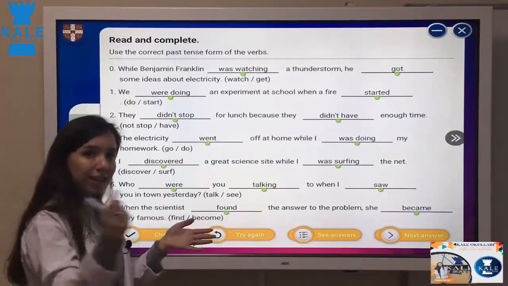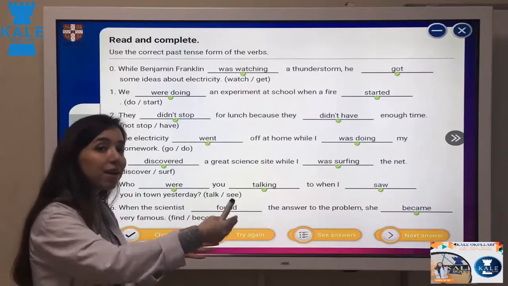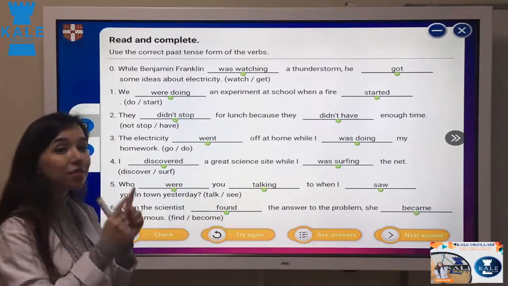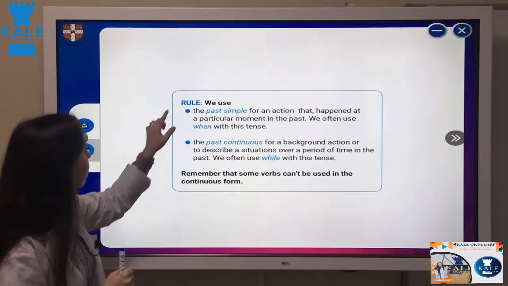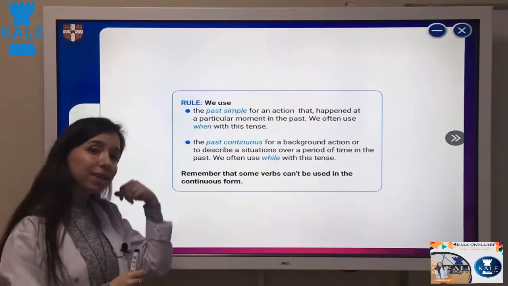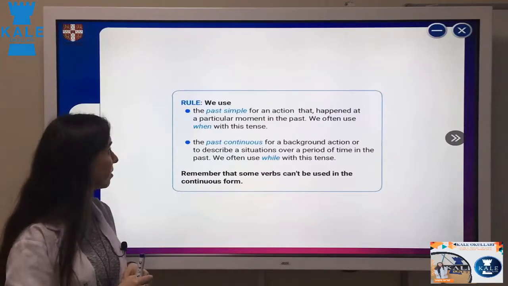At 12:20, somebody came. Then after that, again, I continue. Because of that, we use past continuous there. So, because of that, first look at the rule. Then again, we will go and check the exercise.